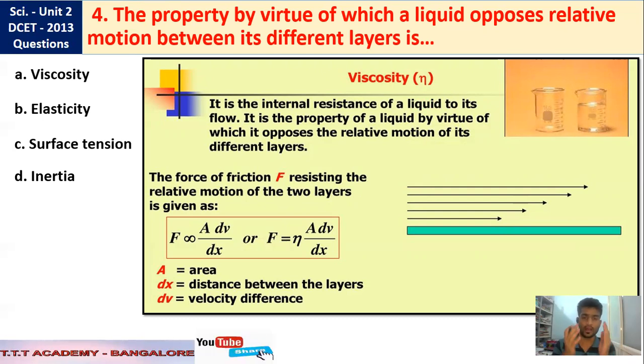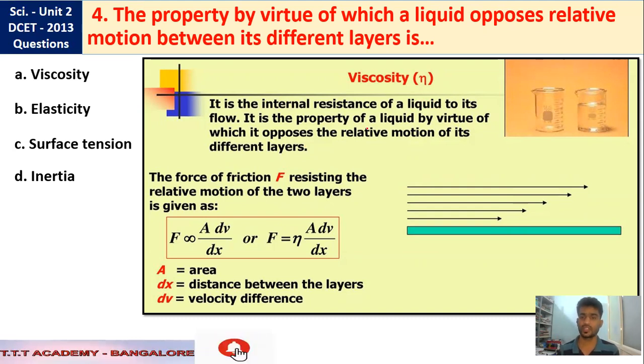First of all, dear students, viscosity is a property of a fluid by virtue of which it opposes relative motion between different layers. If you consider a liquid in which there are different layers, while it is in a flowing condition, one layer of fluid opposes the motion of the adjacent layer of fluid. That property we usually call viscosity. This viscosity varies from liquid to liquid, and it also depends upon the temperature. As the temperature increases, the liquid viscosity decreases. That is another concept. So for this specific question, the property by virtue of which a liquid opposes relative motion between the different layers is viscosity.